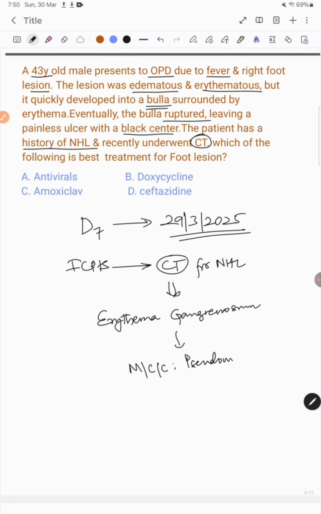In the given options, see which of the following is an anti-pseudomonal. There is only one option, that is ceftazidime. So the treatment is ceftazidime. The answer is option D.